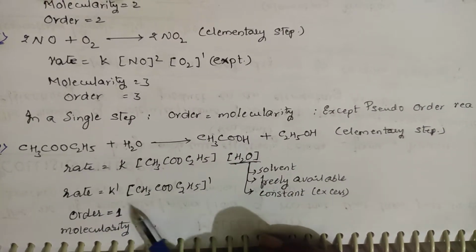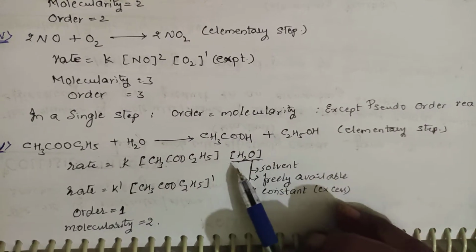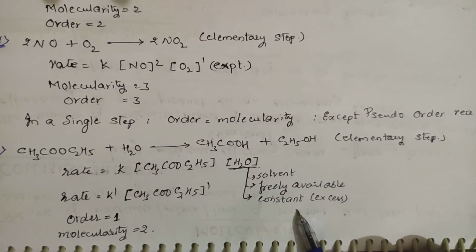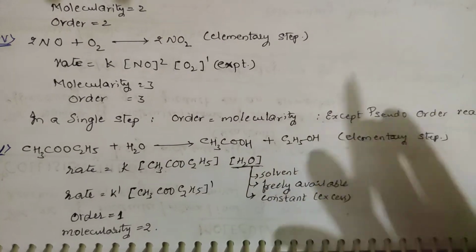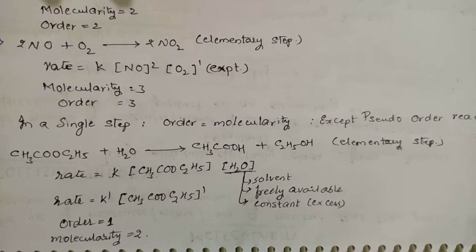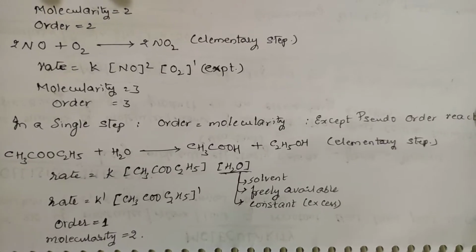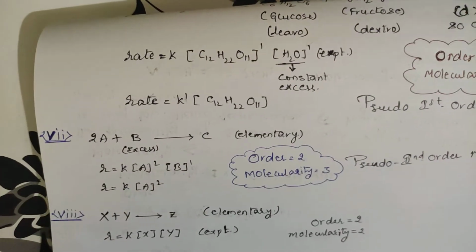But order is 1. For pseudo-order reactions, the solvent is freely available, and the component which is taken in excess will not be taken into consideration. So except for pseudo-order reactions, the order will be equal to molecularity in an elementary step.